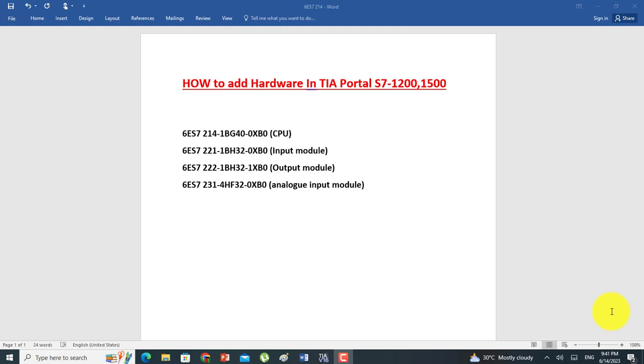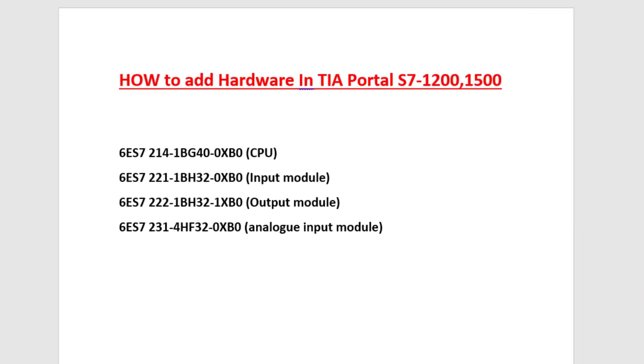In this lecture, I will tell you how to add hardware in TIA Portal. You can see here, this is some article number. This is the article number of the CPU. This is the input module article number. This is the output module article number. And this is the analog input module. I will tell you how to add this article number hardware in TIA Portal software. Let's start.